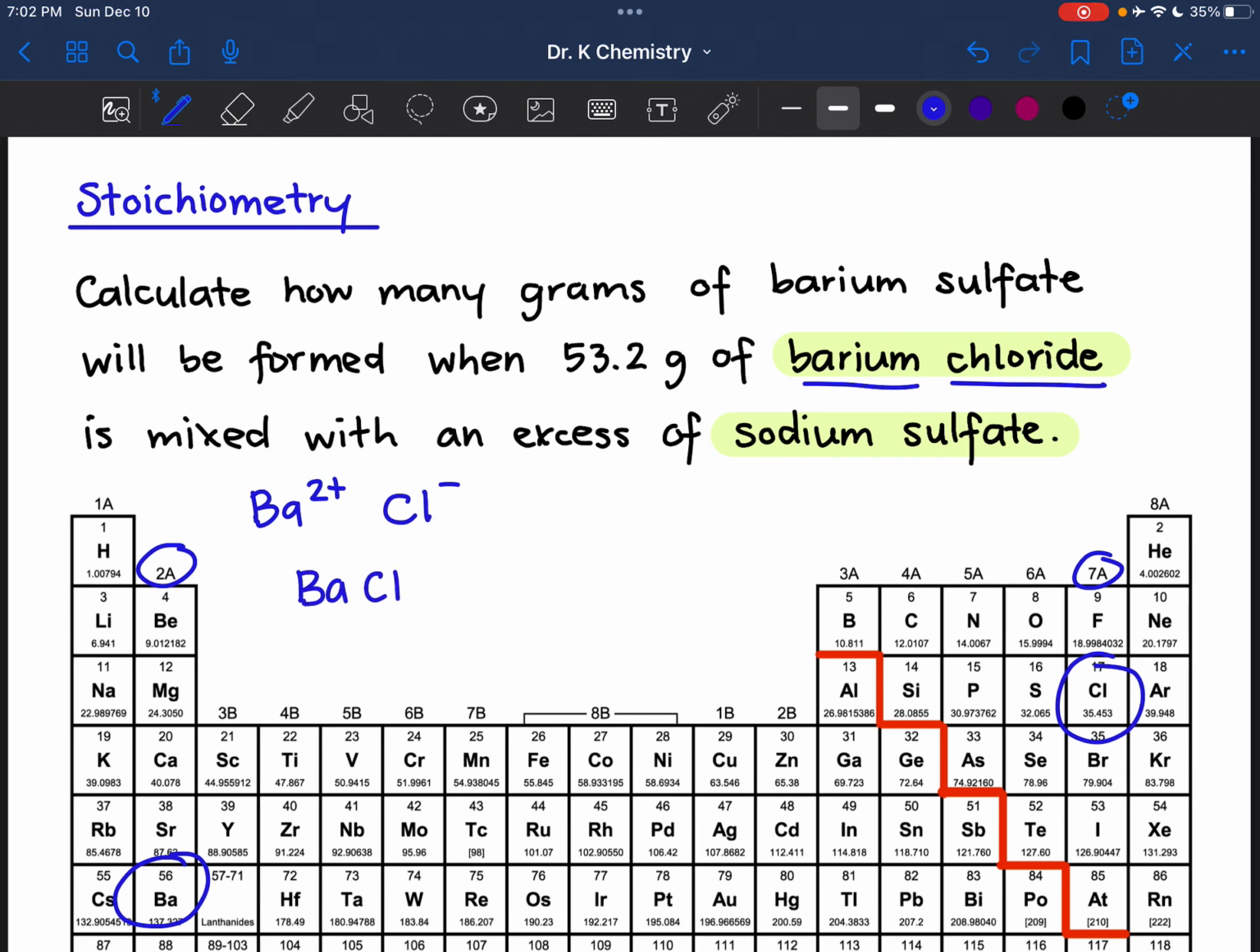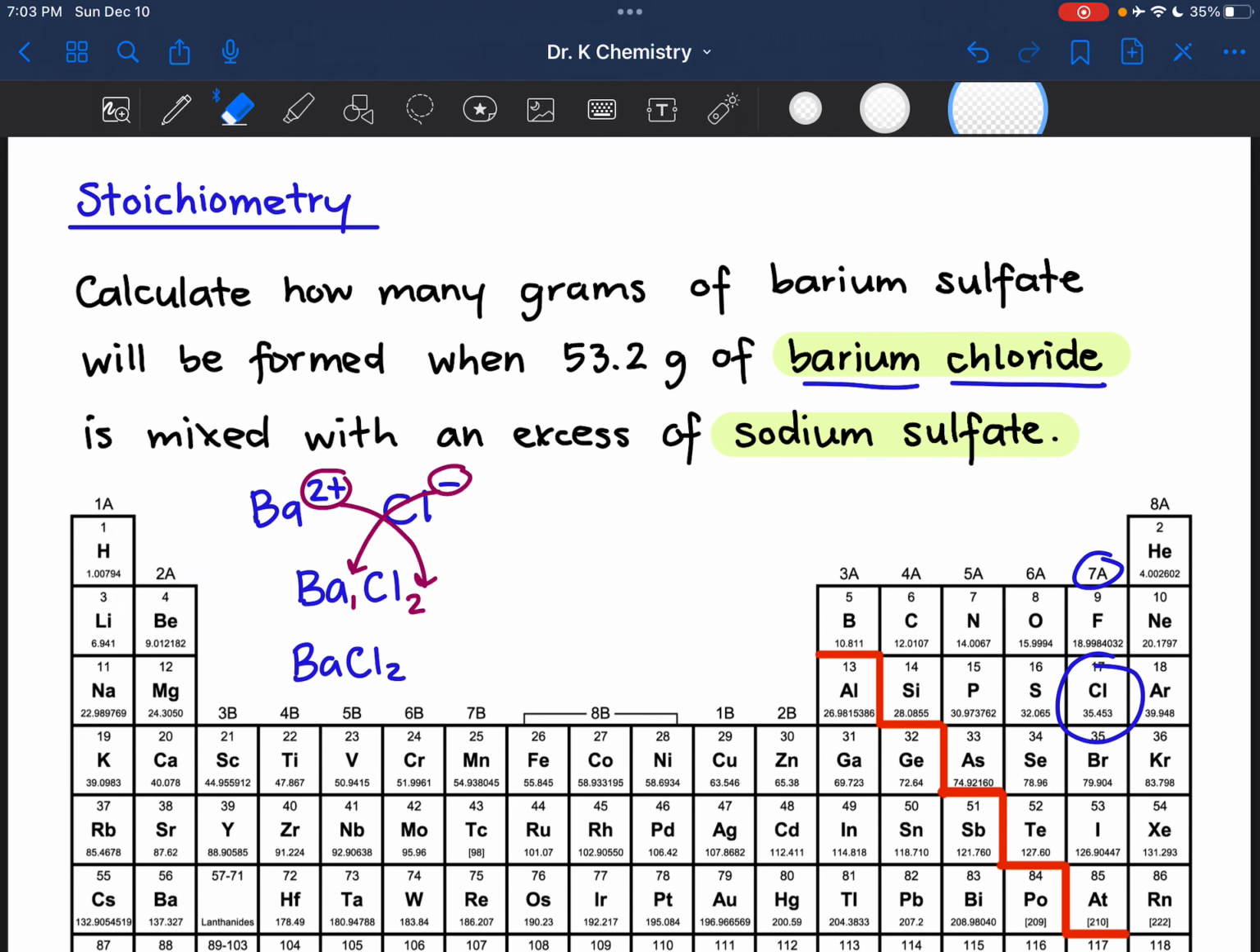When you are writing a chemical formula of a compound, we're going to cross the charges. So the 2 is going to go behind the chloride. You can bring the 1 down from chloride, but keep in mind that whenever the subscript is 1, you can basically just eliminate it. So we're just going to write this as BaCl2.